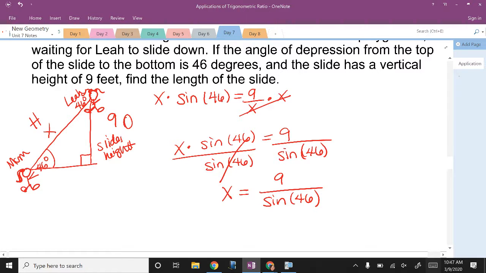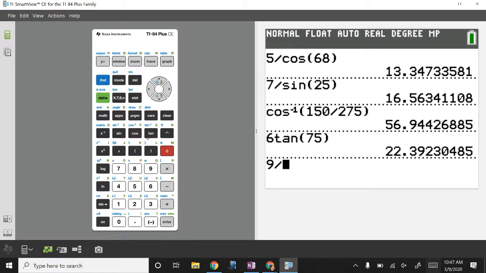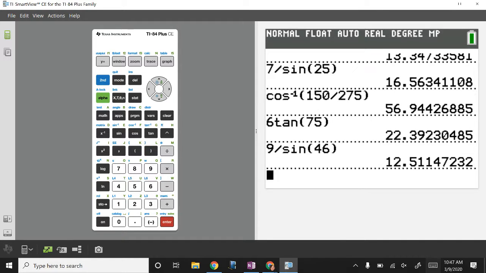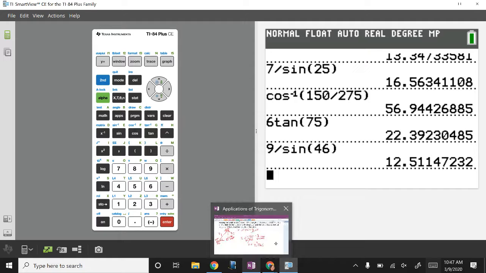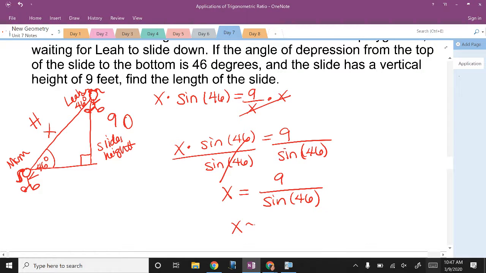We can use our calculators. 9 divided by sine of 46. Oops. I forgot my 6, didn't I? 46. Hit enter. Y'all getting about 12.5? 12.5 what? All right. So the length of the slide is approximately 12.5 feet long.